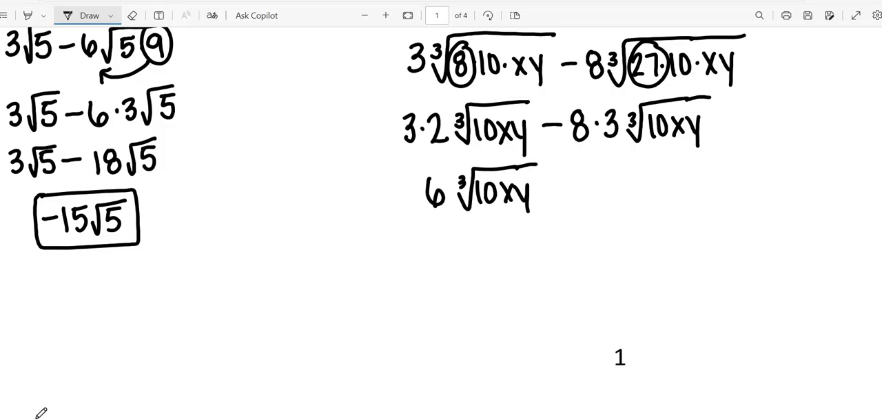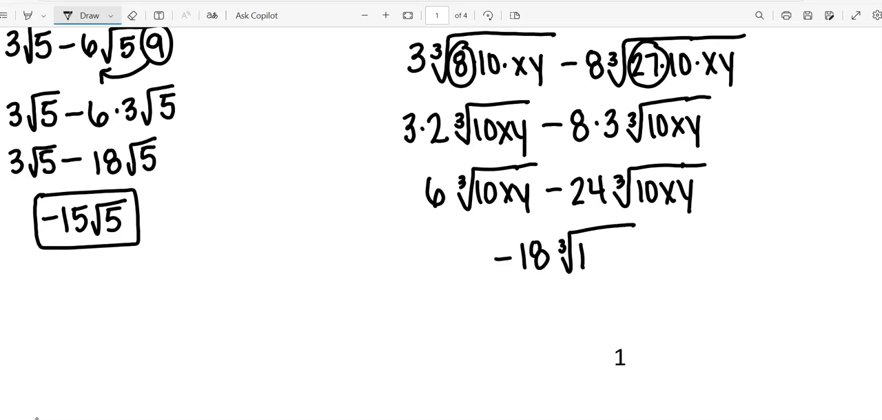And then I've got minus 24 cube root of 10xy. And how many cube roots of 10xy do I have? Close? Negative 18. Negative 18 cube root of 10xy.